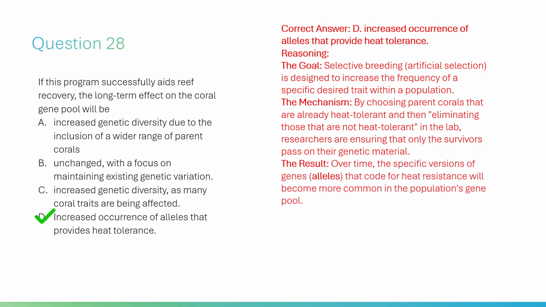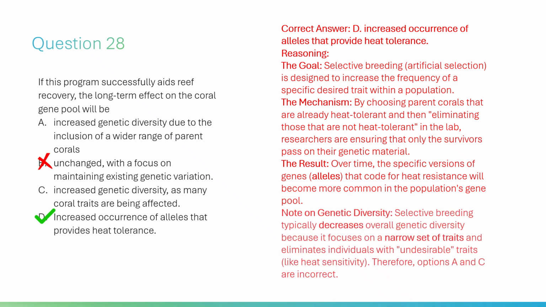The result: over time, the specific versions of genes, alleles, that code for heat resistance will become more common in the population's gene pool. Note on genetic diversity: selective breeding typically decreases overall genetic diversity because it focuses on a narrow set of traits and eliminates individuals with undesirable traits like heat sensitivity.